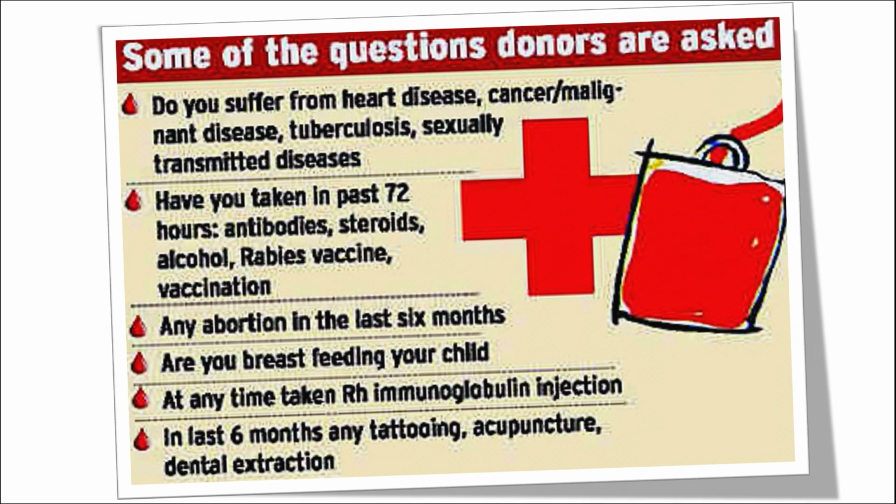Or if, for example, the donor is taking aspirin. Aspirin is a blood thinner, so it will make the patient prone to bleeding if ever you have transfused blood which is contaminated with aspirin. And then, any abortion in the last 6 months because of the bleeding. And then, are you breastfeeding your child? Also, at any time, have you taken Rh immunoglobulin injection in the last 6 months, any tattoo, acupuncture, or dental extraction? For all you know, all of that, of course, could pose bleeding to the patients, or to the donor.